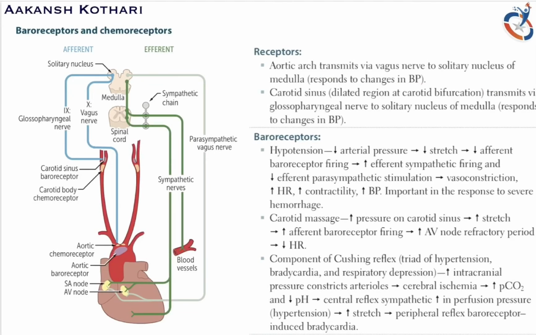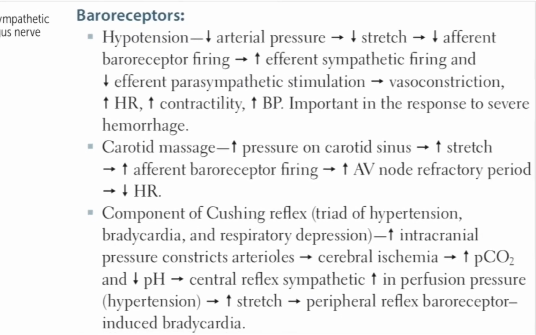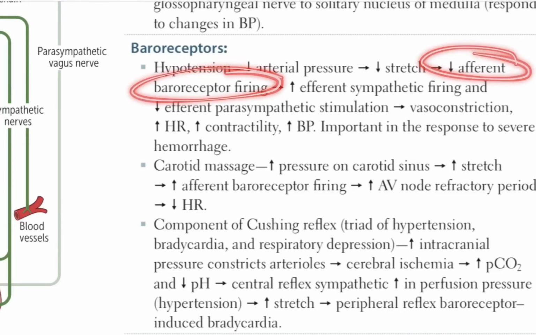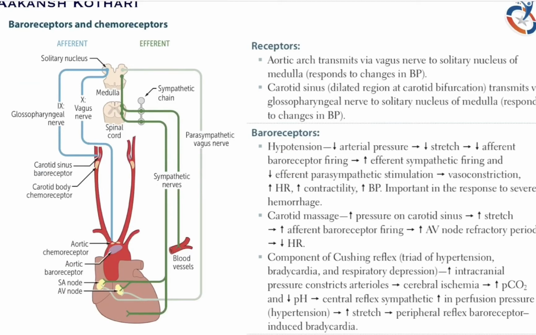Now, let me talk about the baroreceptor mechanism. So, how do these receptors function? When there is hypotension, that is a decrease in the blood pressure, there is a decrease in the atrial pressure, correct? Now, since there is a decrease in the atrial pressure, the blood exerts less force on the atrial wall, which leads to decrease in the stretch. Now, if there is decreased stretch, then the afferent baroreceptor firing is less. Afferent baroreceptor firing means the vagus nerve and the glossopharyngeal nerve firing is less.